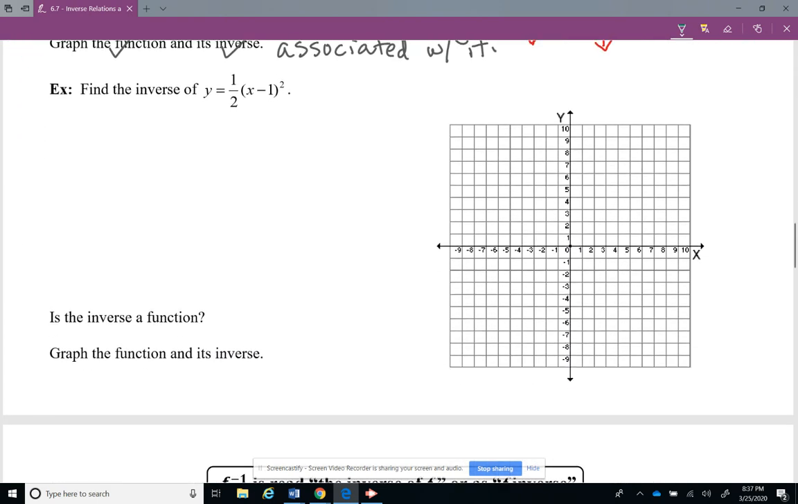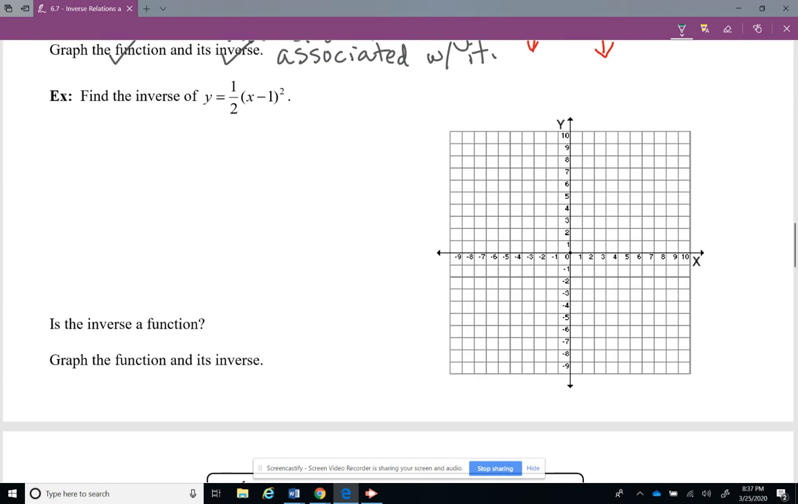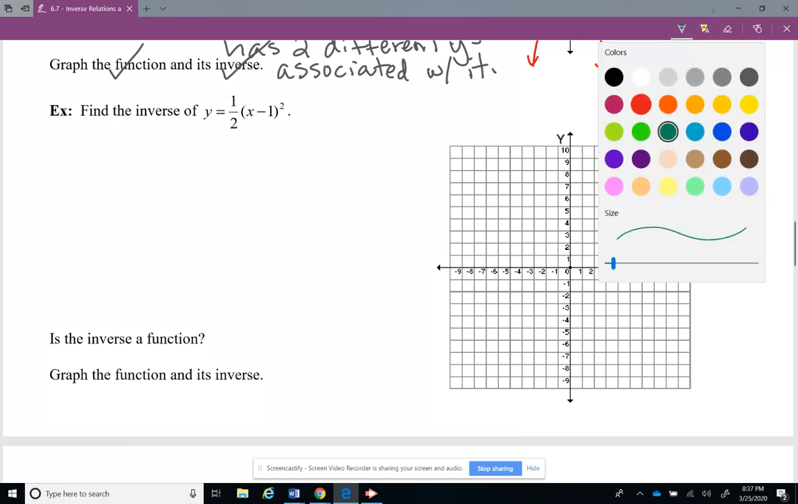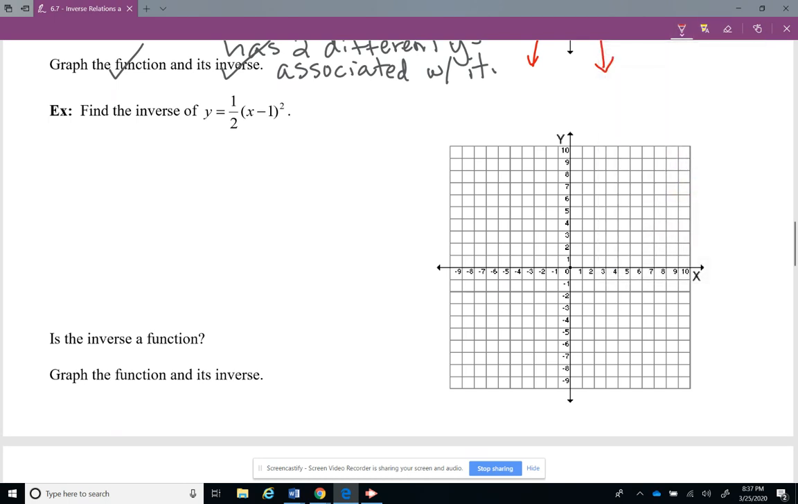This is going to be our last one for this lesson. Find the inverse, tell me is the inverse a function, and then graph both the function and its inverse. So we're going to start like we did before. We're going to go ahead and graph this. Now, if you look at it, it's a parabola again. You see that there's not a plus k over here. So that means it's not going to go up or down.